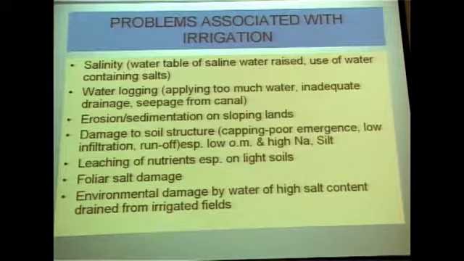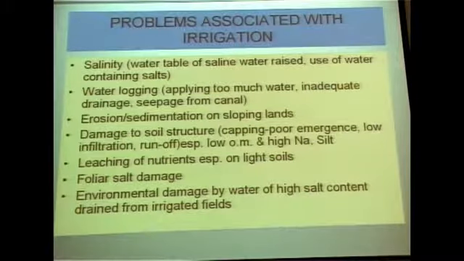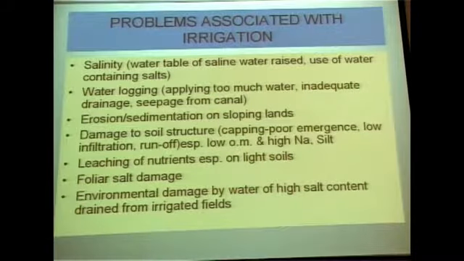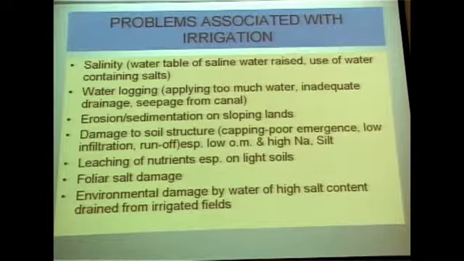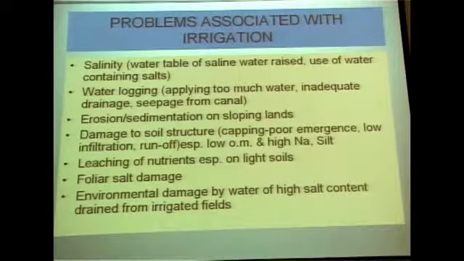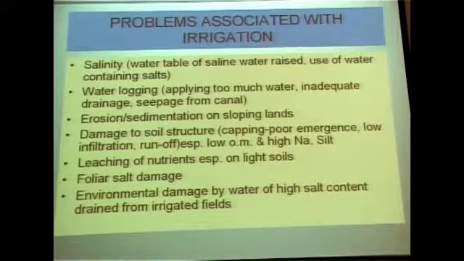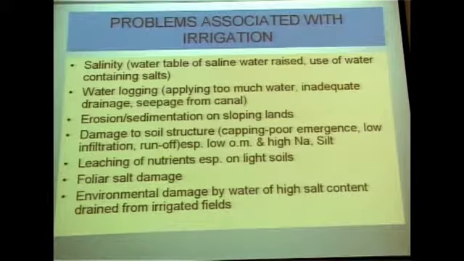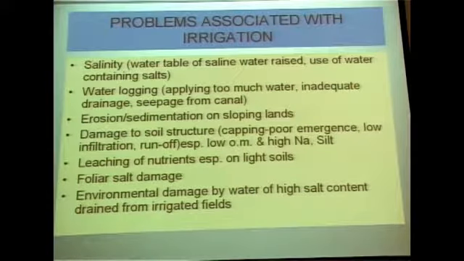And in some cases, we have inadequate drainage, maybe because we did not construct the drainage structures, or because of poor maintenance. The drainage structures are blocked or they are overweeded, and at times also seepage from canals. We tend to have erosion, especially where we have irrigation on steep areas.